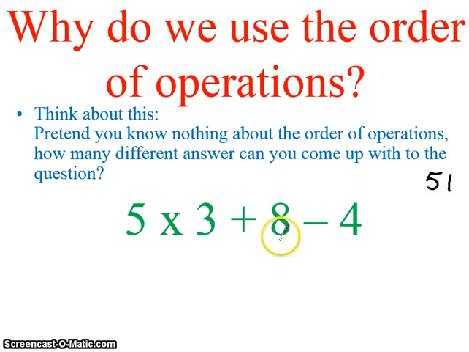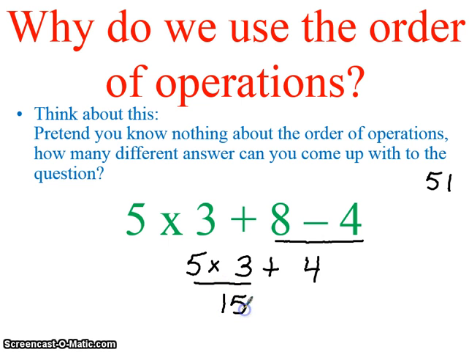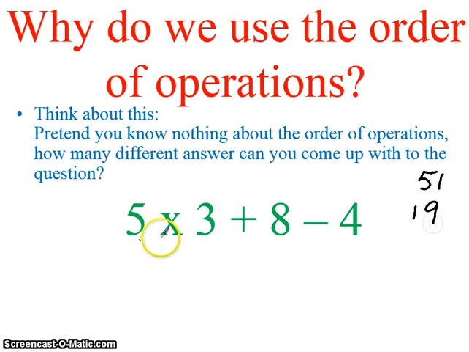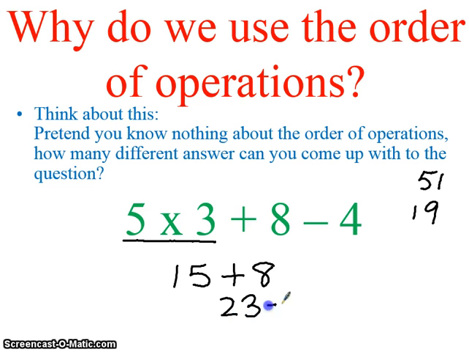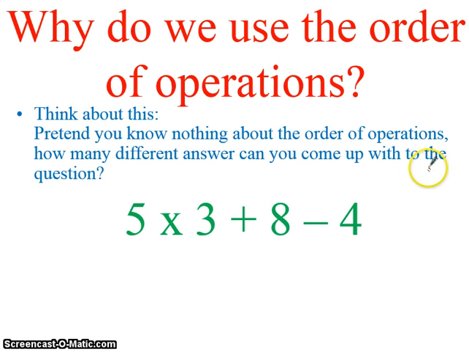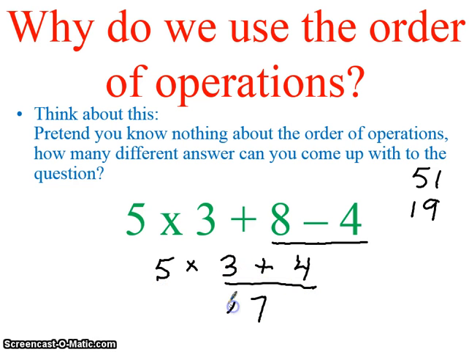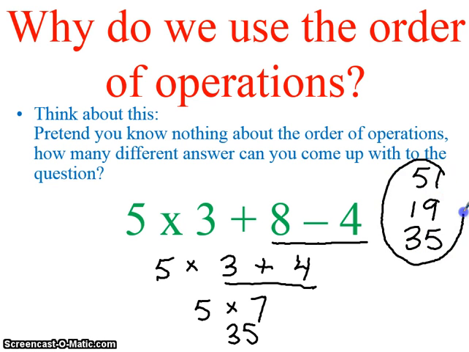Or if we did something differently, we could do 8 minus 4 is 4. 5 times 3 is 15, plus 4 more, well now it's equal to 19. Or maybe you do 5 times 3 is 15, plus 8 makes 23, minus 4, and you still got 19. That's a different way of getting 19. Or maybe you do 8 minus 4, well that's 4, plus 3 would give you 7. 5 times 7 is 35.